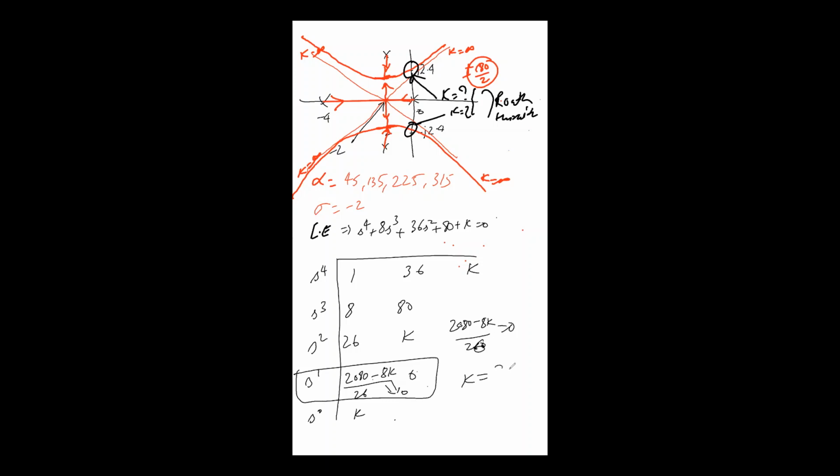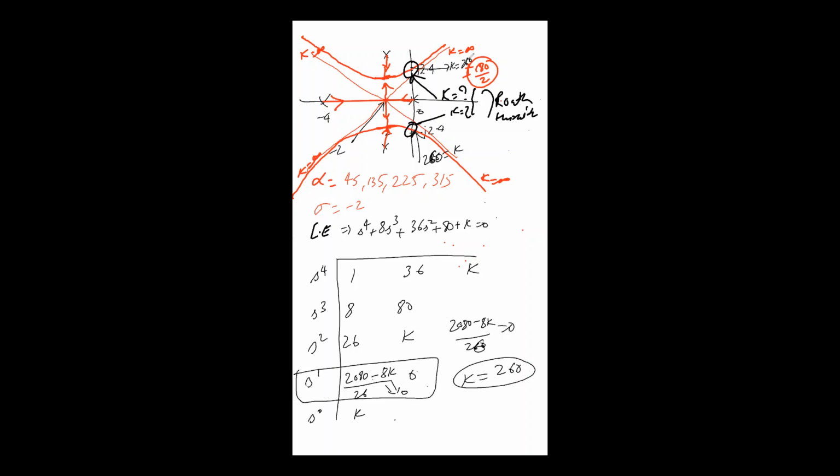From here, the value of k you will get is 260. Here where it crosses j omega, the value of k is 260.